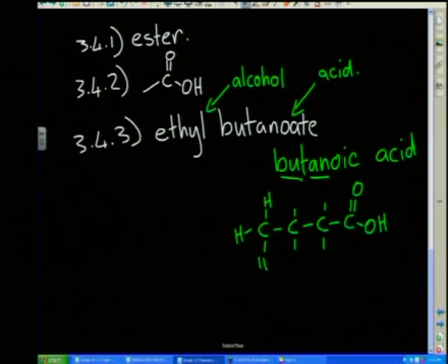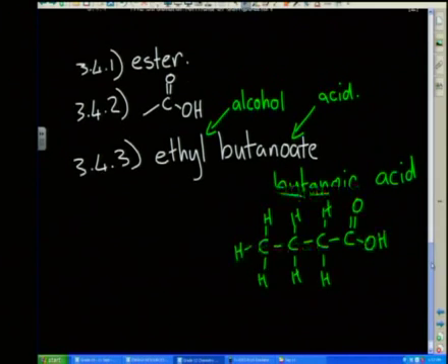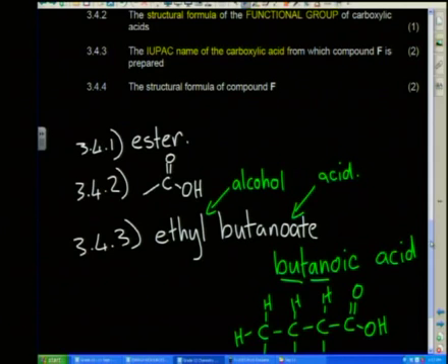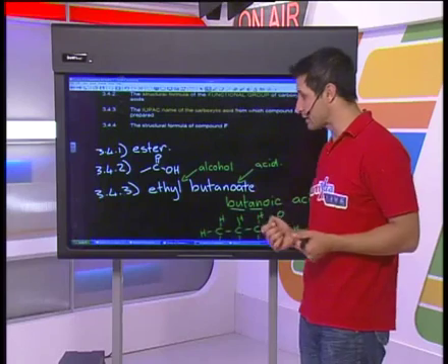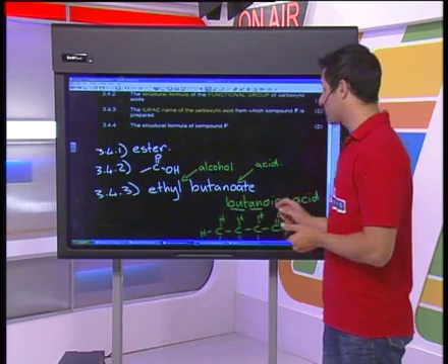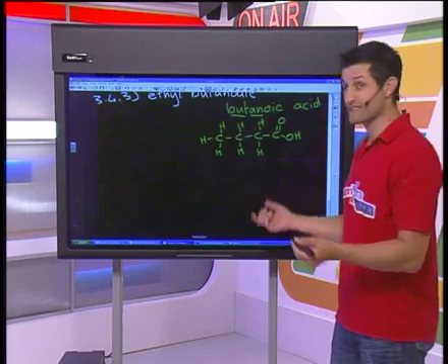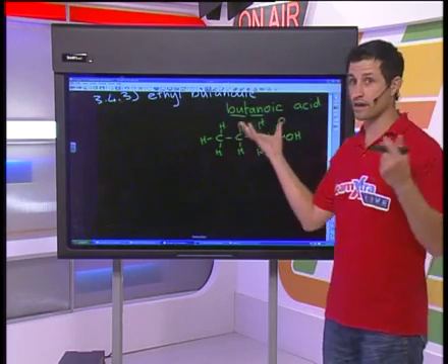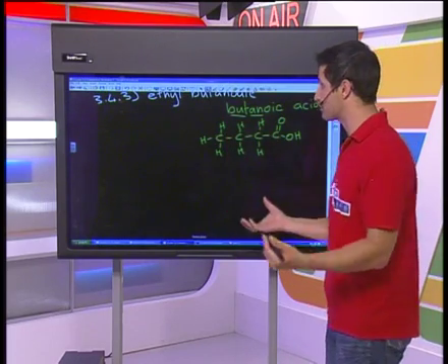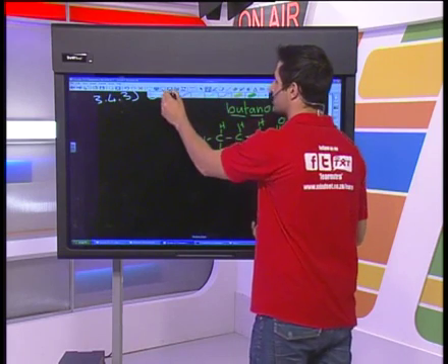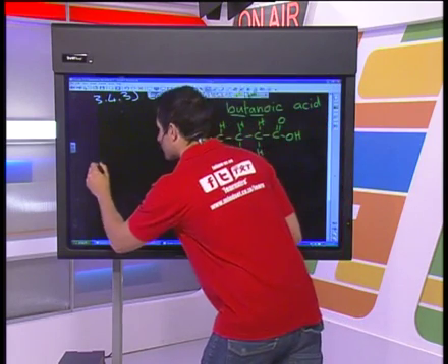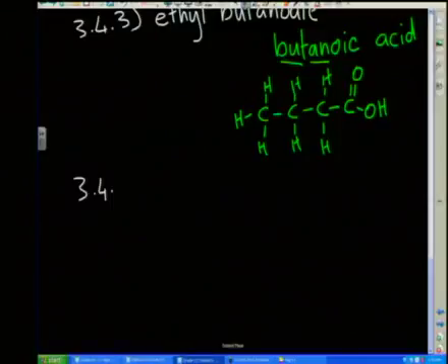Now, I think we've got time for just the very, very last question before I say goodbye to you guys tonight. So let's just finish off question 3. Now, I'm trying to find out what the structural formula of compound F is. So they want me to draw out full-on ethyl butanoate. Now, this is quite easy. If I take my acid and I put this next to my alcohol and we draw this all together. So let's redraw my acid. And let's draw this all together.